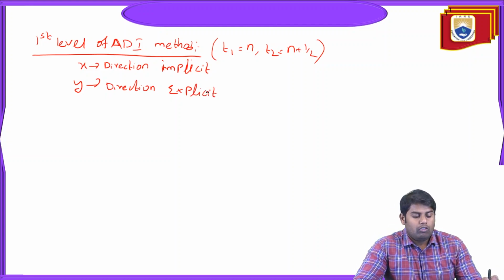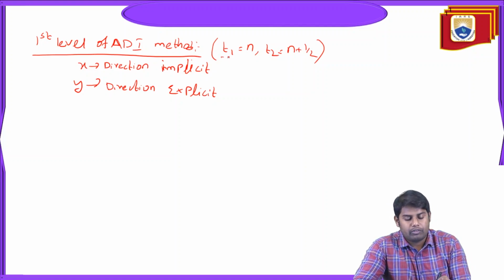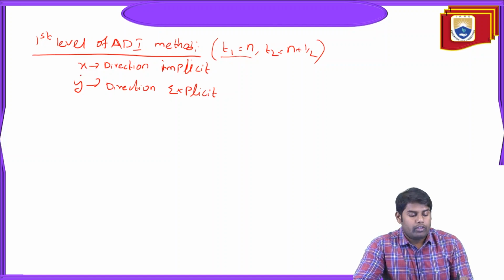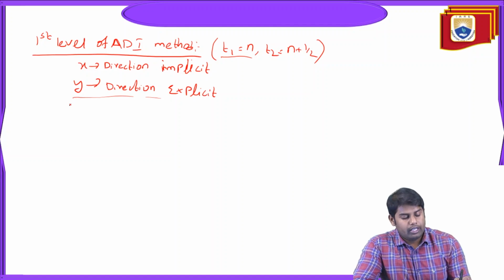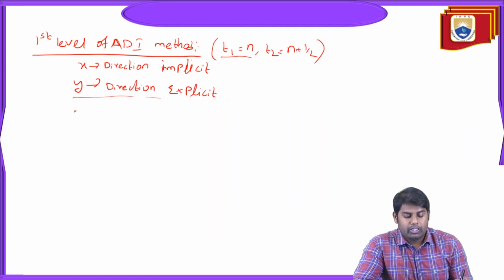Okay. So in the first level of the ADI method, we are considering a time step between t1 equal to n and t2 equal to n plus half. Along the x direction we will consider it as implicit, along the y direction as explicit.